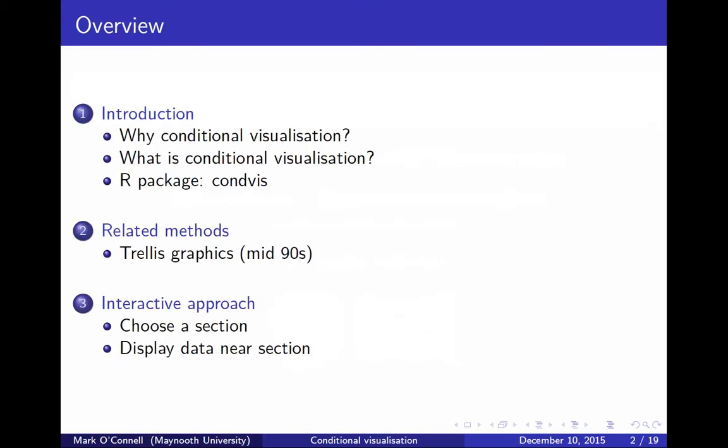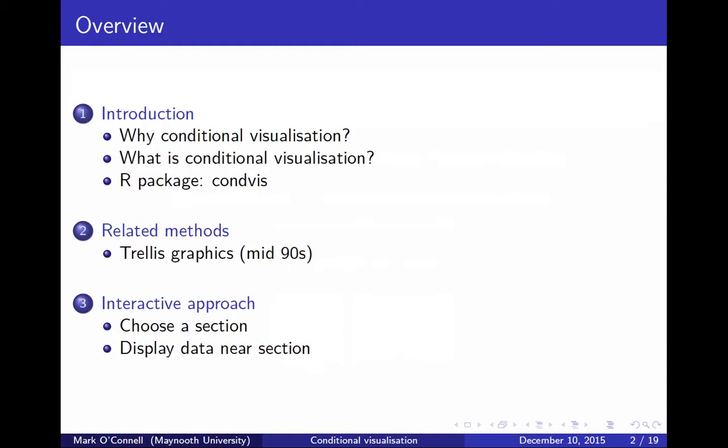So we'll start with a brief justification for our interest in conditional visualization. We'll briefly discuss what conditional visualization means and then introduce the condvis package in R. Next, we'll briefly mention some of the existing approaches to conditional visualization. The main one we'll talk about is Trellis, which dates from the mid-90s. We will then move on to discuss our approach to the problem, using interactive graphics in the condvis package.